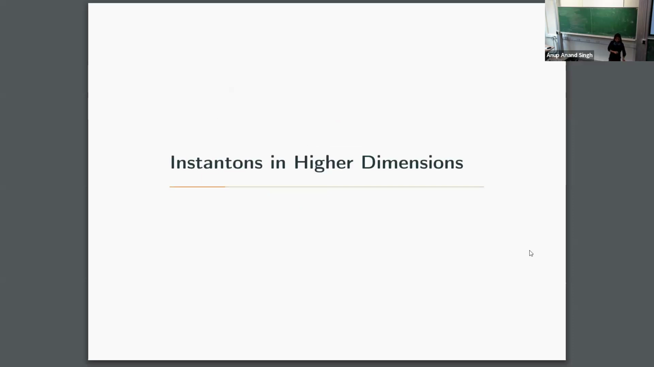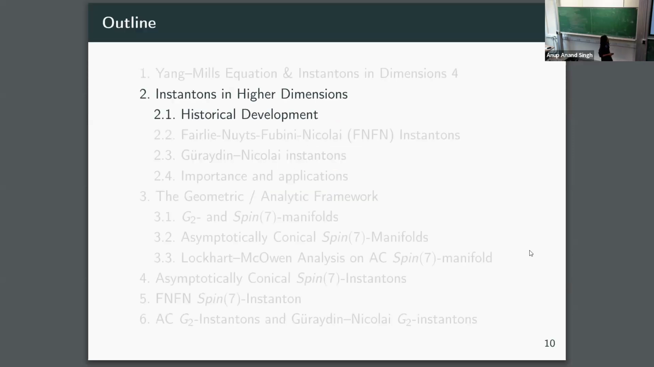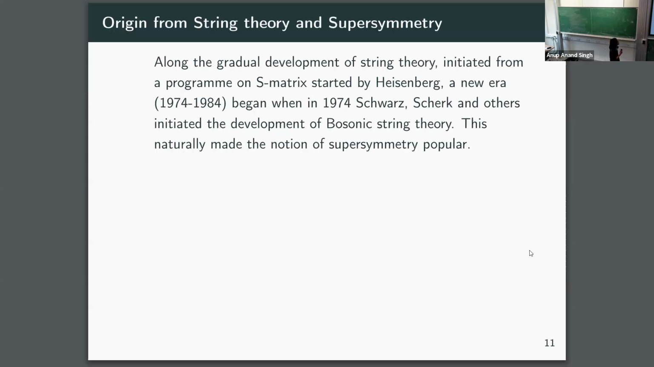Now let's move on to instantons in higher dimensions. The first obvious question is why higher dimensions? And the answer shouldn't surprise you. It's string theory and supergravity. So I wrote down a lot of history. Maybe I'll go through it because even I didn't know about this development completely a couple of weeks ago. I did a lot of literature review, and it's helpful to look up those papers and gradually see why and how we are here.